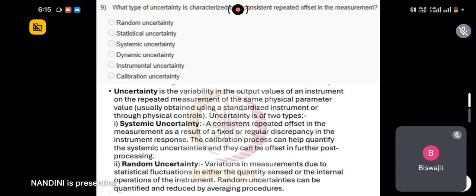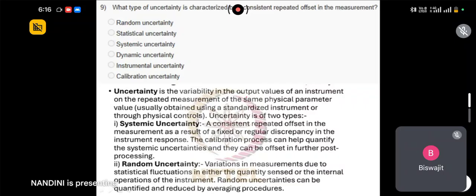Now there are different types of errors or uncertainties when we take a measurement using an instrument. So what type of uncertainty is characterized by a consistent repeated offset in the measurement? Basically, uncertainty is the variability of the output value of an instrument. While doing experiments, we repeat the experiment and note the values we get. We take more than one reading while doing an experiment to make sure that whatever we are getting is true. So uncertainty is the variability in the output values of an instrument on repeated measurement of the same physical parameter value.